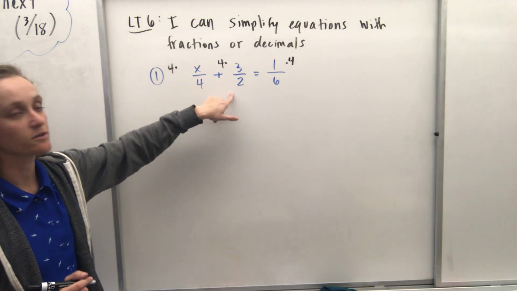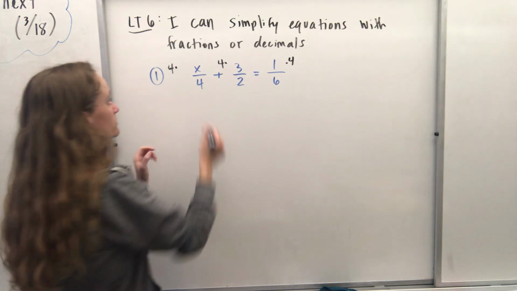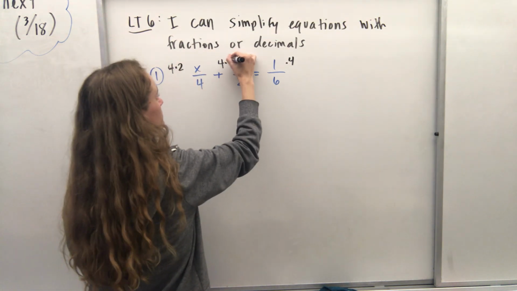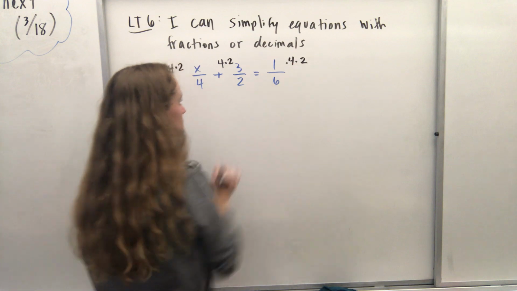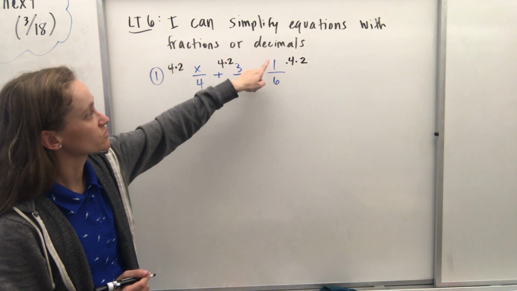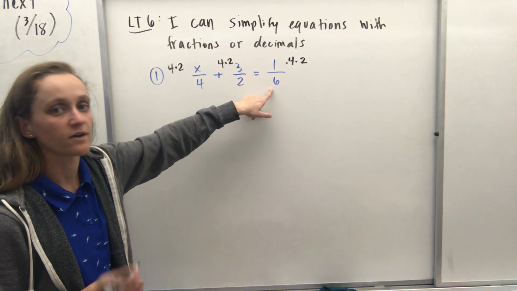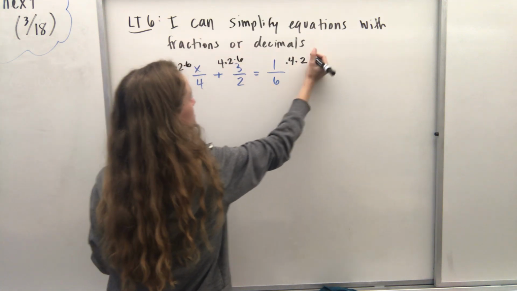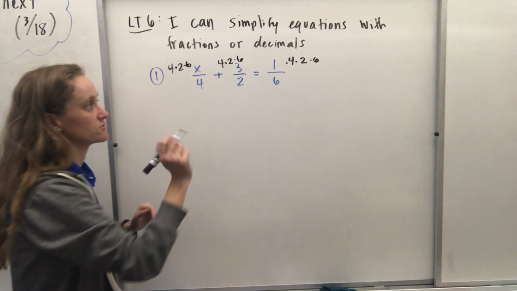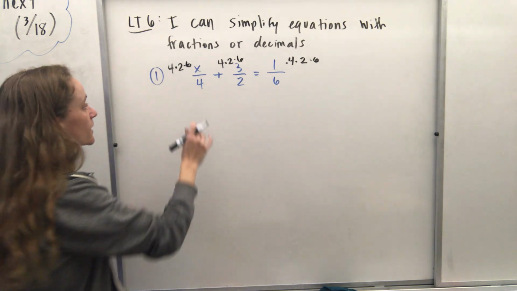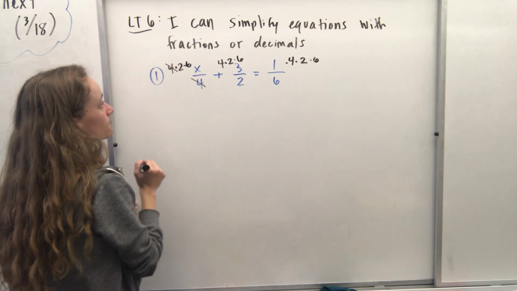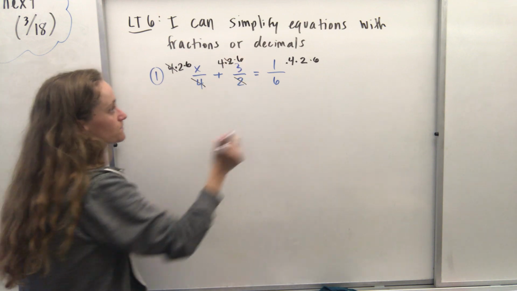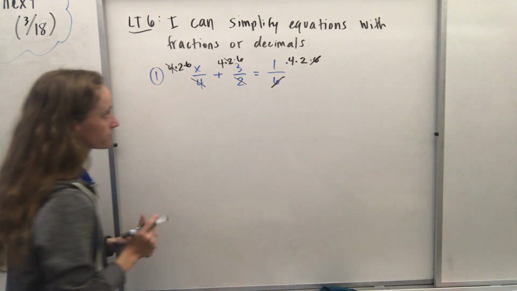This is 3 divided by 2, so the opposite of dividing by 2 would be multiplying. So I'm going to multiply everything by 2. And then lastly over here, this is 1 divided by 6. The opposite of dividing by 6 is multiplying by 6. So I'm multiplying every single term by 4 times 2 times 6. And the nice thing about that is that these 4's cancel, these 2's cancel, and these 6's cancel.